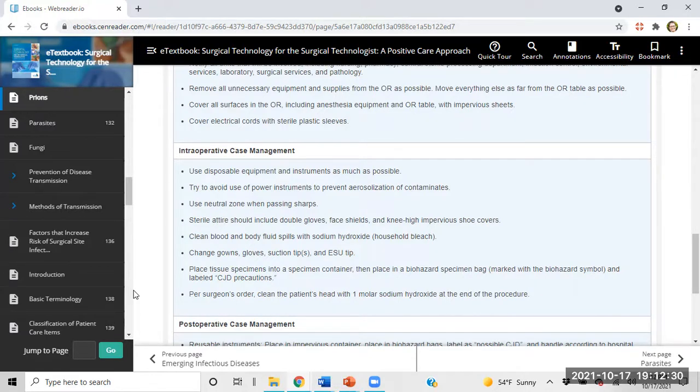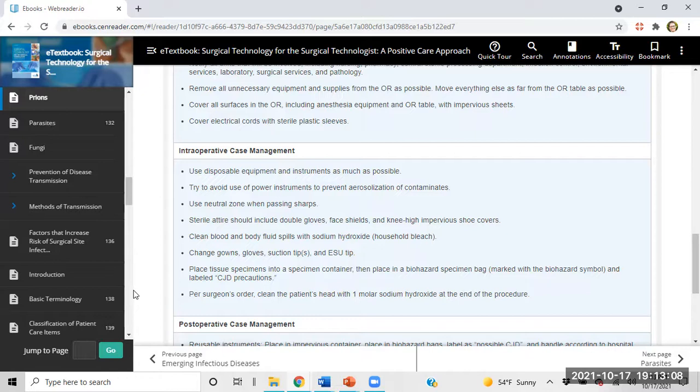And this is just to avoid any chance of any contaminated material reaching your toenails, or any cuts you may have, or any skin area that has broken integrity. And then you're going to clean all blood and body fluid spills with sodium hypochlorite, which is household bleach. And then you'll be changing gowns, gloves, suction tips, and ESU tips as they're contaminated.